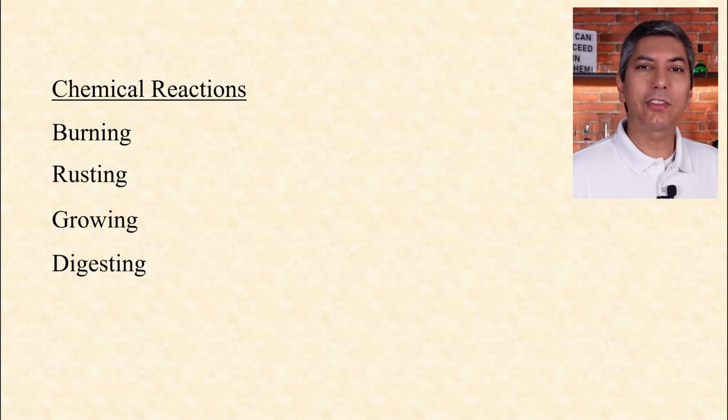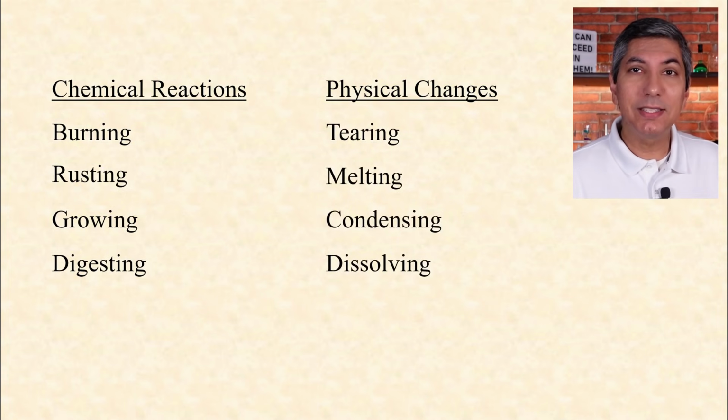And when a chemical reaction takes place, we'll observe a change in odor, a change in texture, formation of a precipitate, or a large change in temperature. Physical changes, on the other hand, are changes in the appearance, form, or state of matter of a material. This might include tearing, melting, condensing, or dissolving. Sometimes a change might even have characteristics of both the physical and chemical change.